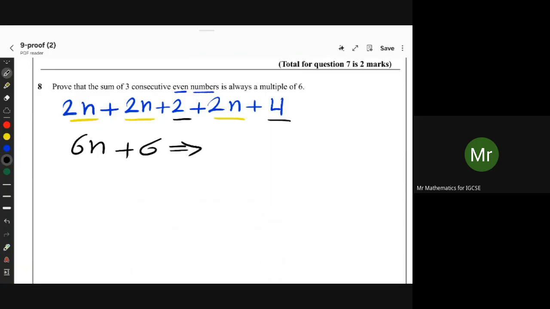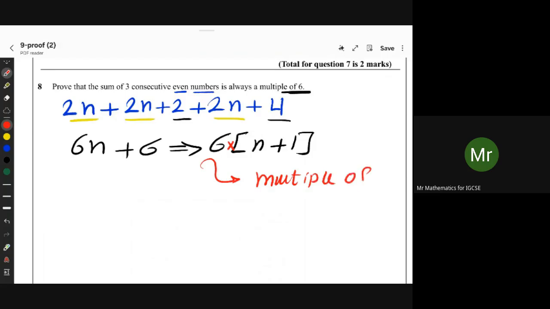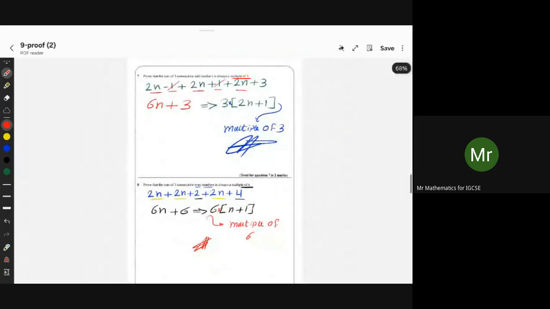He needed it in the shape of a multiple of 6. So take the 6 as a common factor, or factorize. So we had n plus 1 inside the bracket. Okay, we have 6 multiplied by something, so it must be a multiple of 6. So here is the proof for multiple of 6. So now we can copy number 7 and 8. If you don't understand one of them, please ask. And copy carefully, properly.